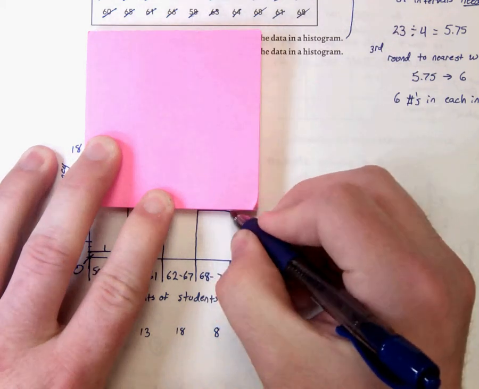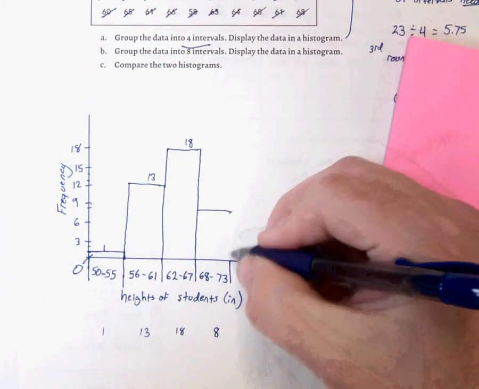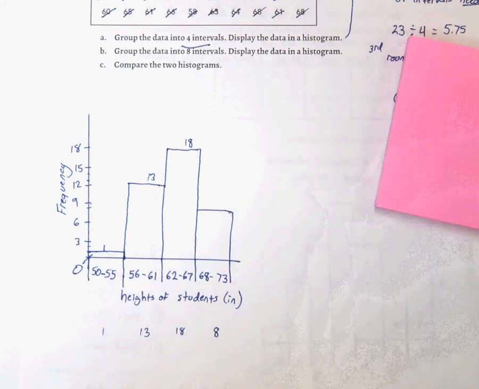Are we finished? No, because I have no idea what this graph is about. We don't have a title. So, what is it about? It's about the height of students in a class.